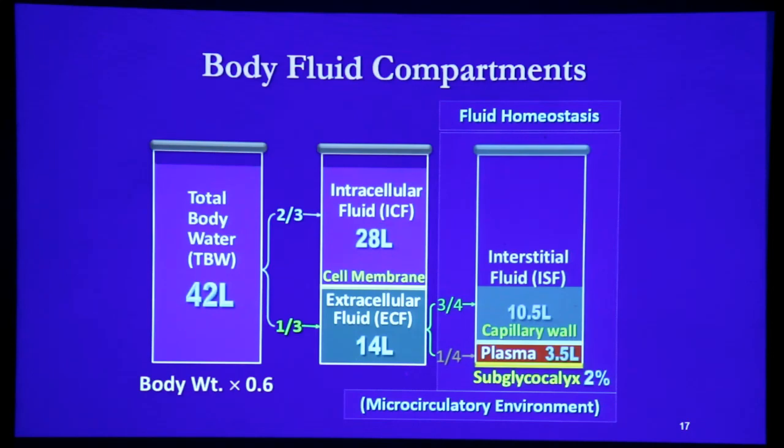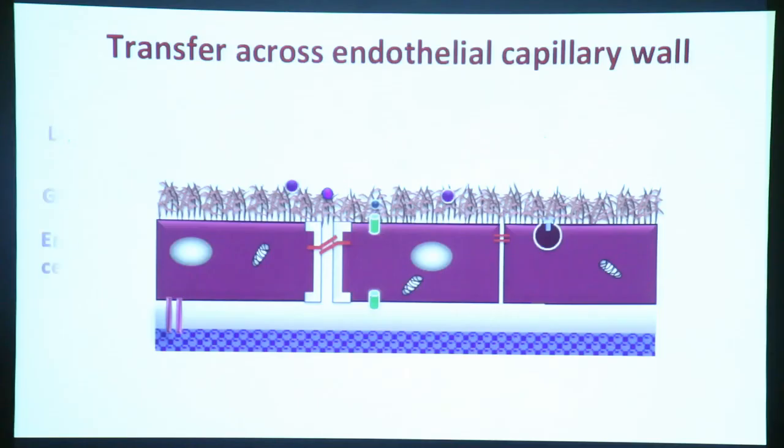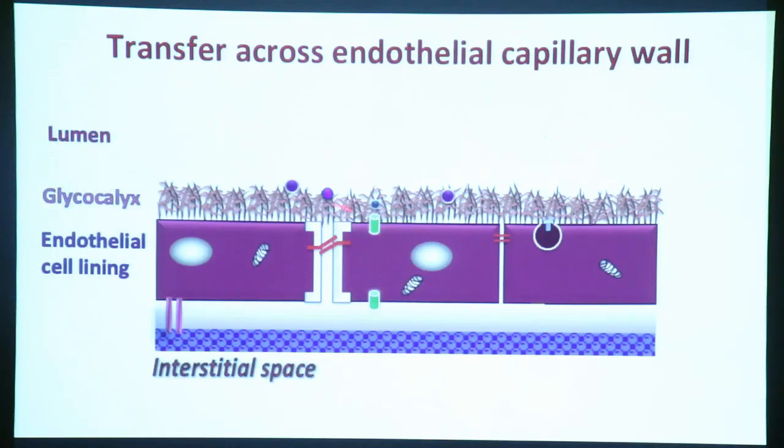Now how does the glycocalyx help in the transfer of different fluids, ions, particles or molecules across the endothelium into the interstitial space? Just have a look at this diagram. Here we have the endothelial glycocalyx. This is the endothelial lining, this is the basement membrane, the white part is the interstitial space, and this is the lumen of the capillary.